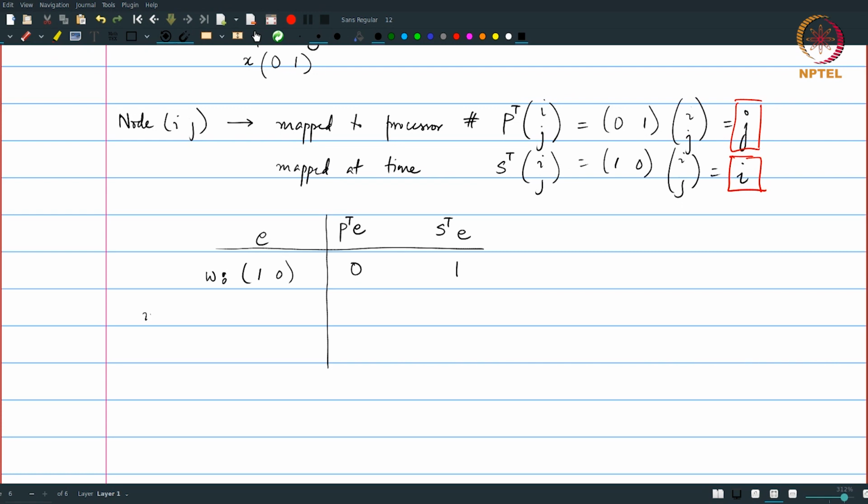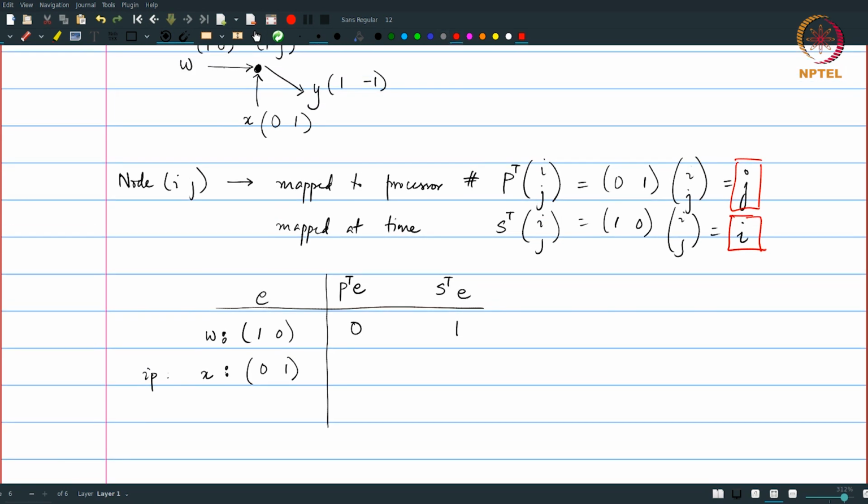What about the inputs? X. This corresponded to a vector 0, 1. We can see that from up here. In other words, this W corresponds to this, the X corresponds to this, and the Y will then correspond to the next value that we have over there. So with X corresponding to 0, 1, what we find is that P transpose e corresponds to 1 and S transpose e also is equal to 1 in this case.